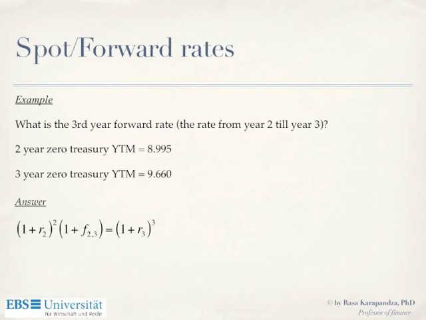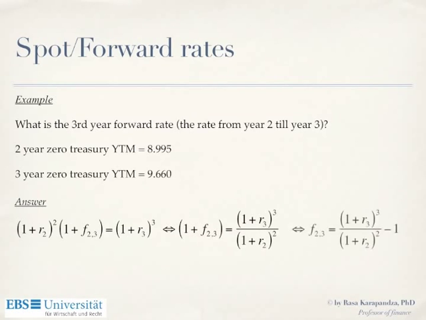This is exactly the same example as in the previous case. We divide both sides by (1 plus R2) to the power of 2, we subtract 1, and we have our forward rate. We just plug in the numbers for the 2 and 3 year spot rates, and we get to the solution of 11%. Now, let's complicate things just a little bit more.